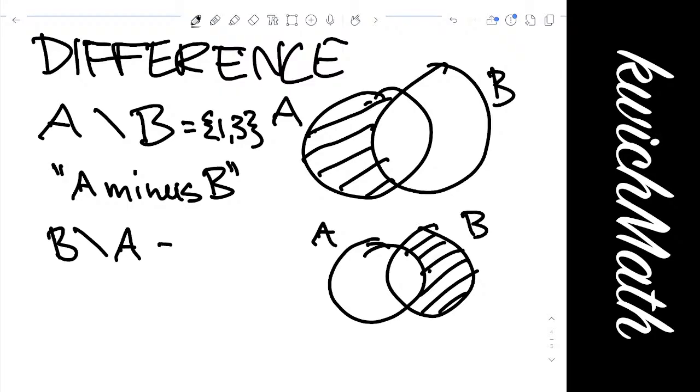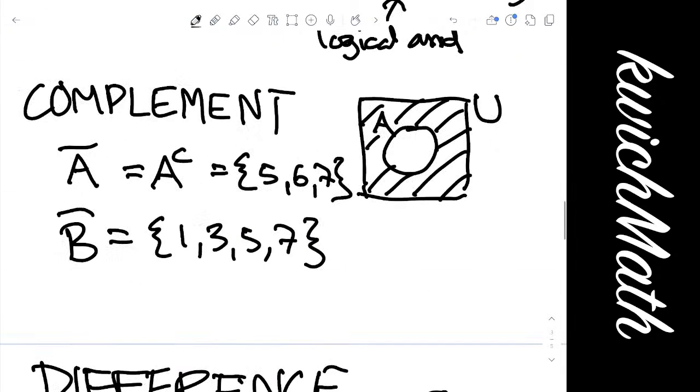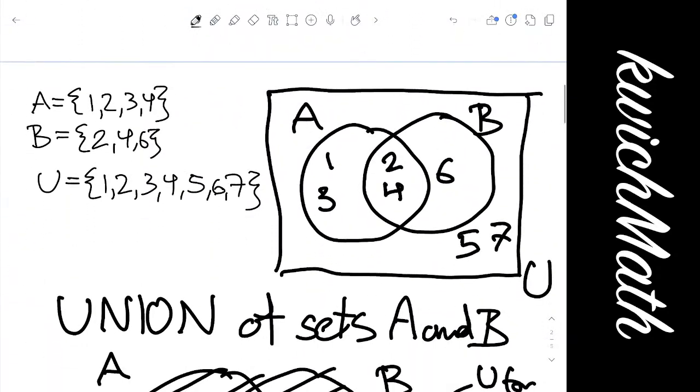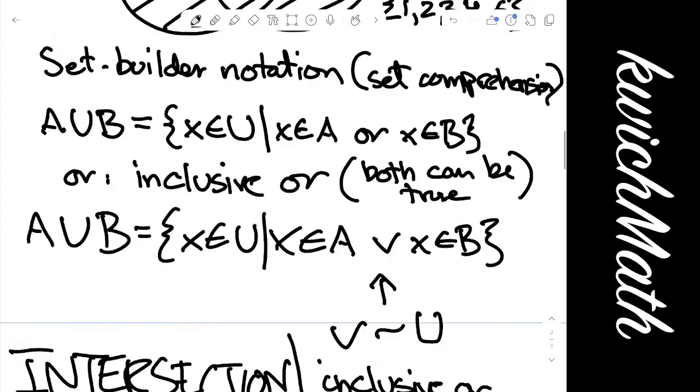Let's see what is in the actual set difference now. In this case, it's only the number 6 in our example here.